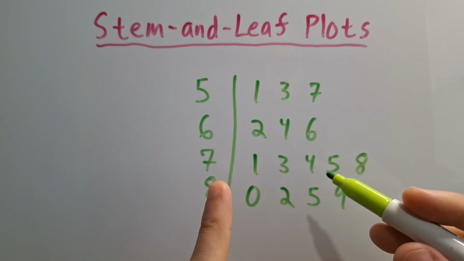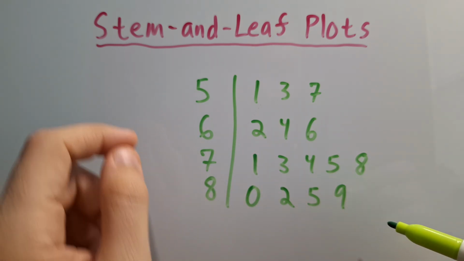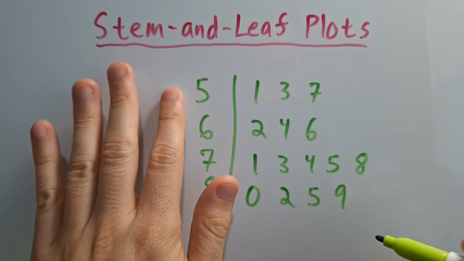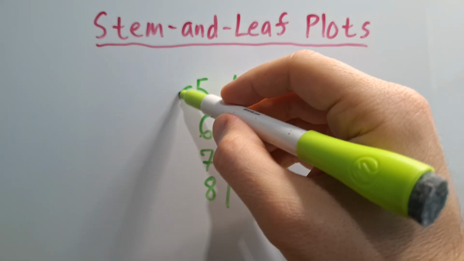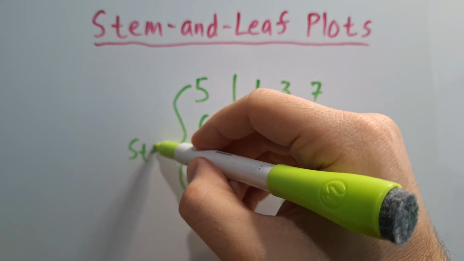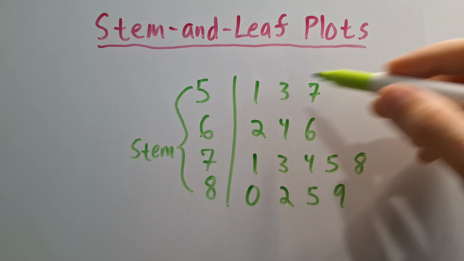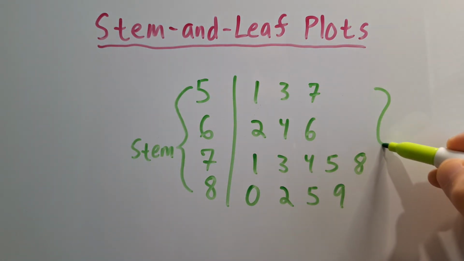So here's an example of another stem and leaf plot. I'll use whole numbers for this example. Here my stems are 5, 6, 7, and 8. These are my stems. And then over here on the right side of this vertical bar are all my leaves.